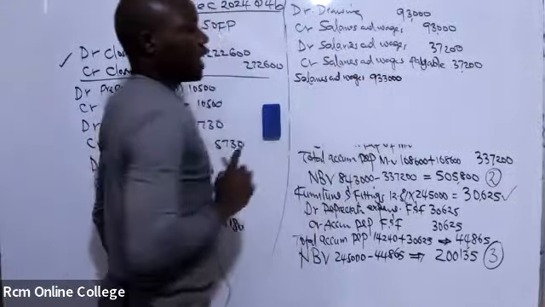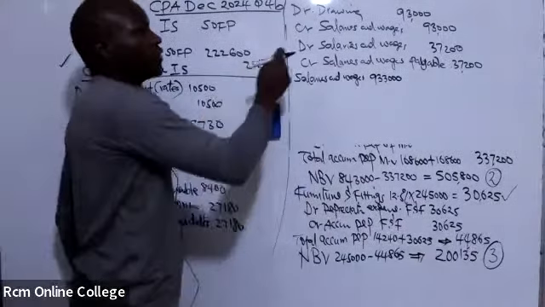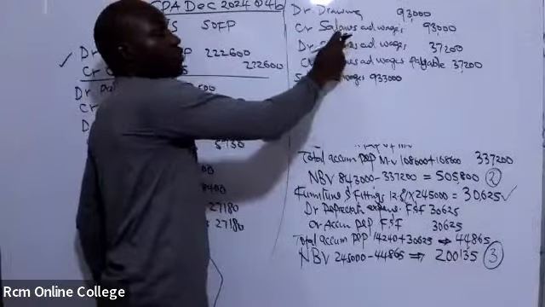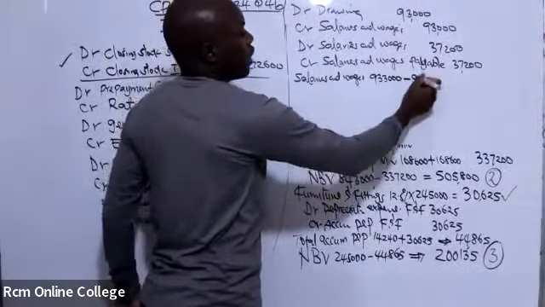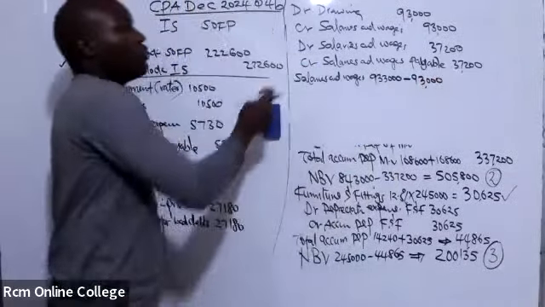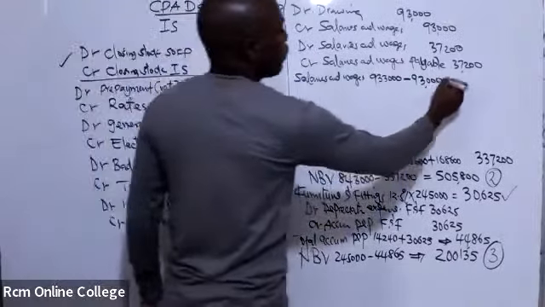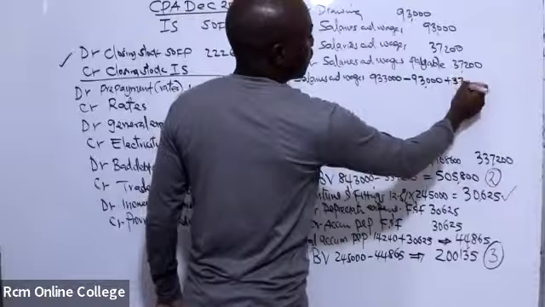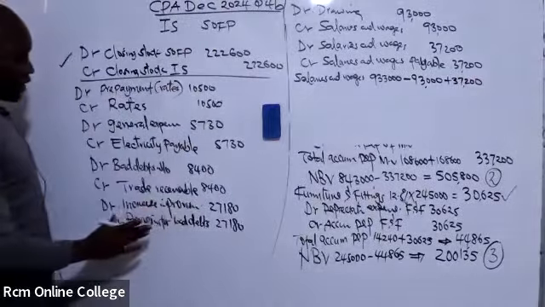933,000. Now that is the amount given in the trial balance. The 933,000 we have seen we are reduced. That's an expense. So when you credit the expense account, you are reducing it by 93,000. When you debit the expense account, you are increasing it with the outstanding amount. Then we add 37,200.